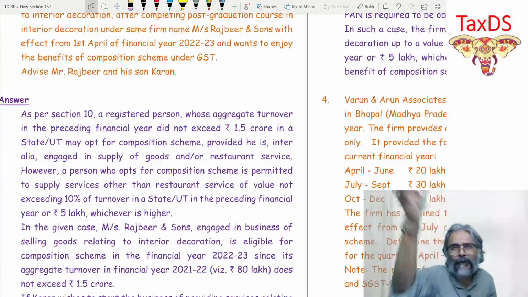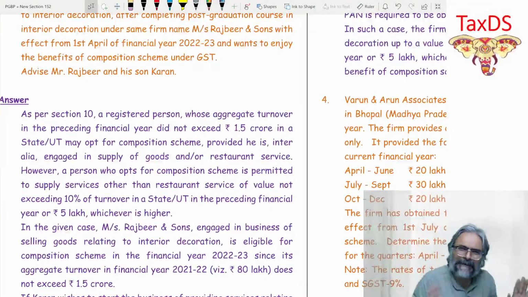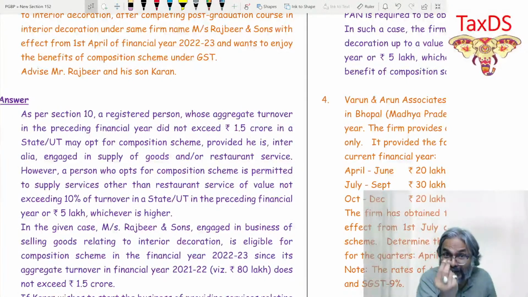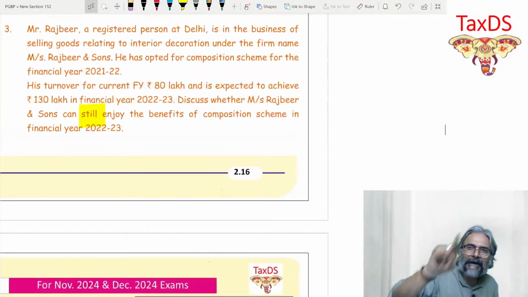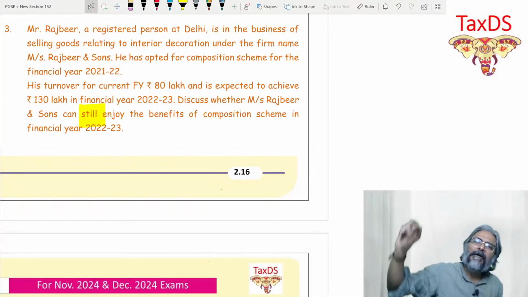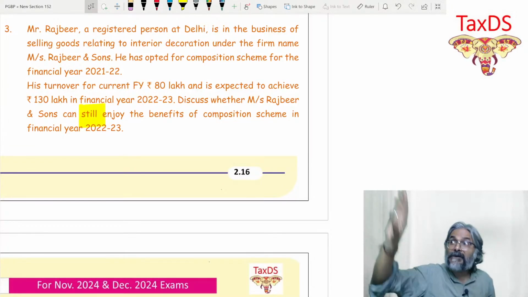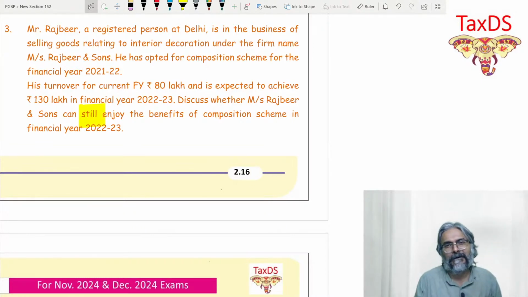Okay, 10(1), 10(2), this is the condition, and accordingly he is eligible, and in the current year also, that is what it is. You will miss out what exactly they have asked. Whether Mrs. Rajbir and Son can enjoy the benefit of composition scheme for financial year 22-23 is one type of question. Whether Mrs. Rajbir and Son can still enjoy the benefit of composition scheme in financial year 22-23 is a different type of question.